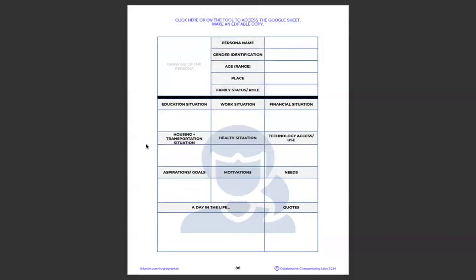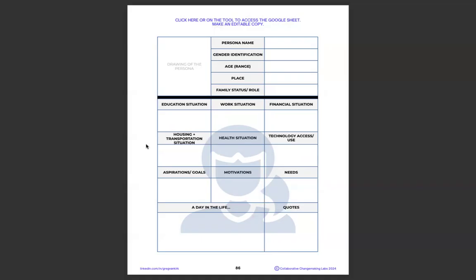Here it is. So again, at the top, this is a PDF within your field guide. So click here or on the tool to access the Google Sheet and make an editable copy. If you want to capture it there, you can always photocopy this, do this on a whiteboard, do it on a piece of paper. But here's guidance on the actual tool. So we said the persona, so a drawing of the persona. So draw, what does this person look like? However you want to do it, stick figures, something more intricate, but something to help you visualize the persona.